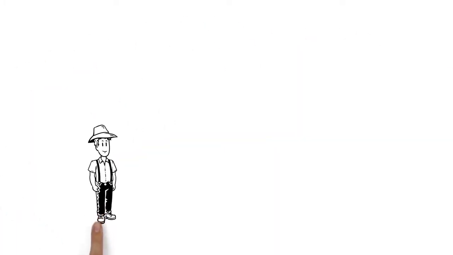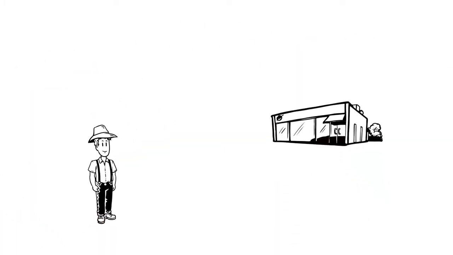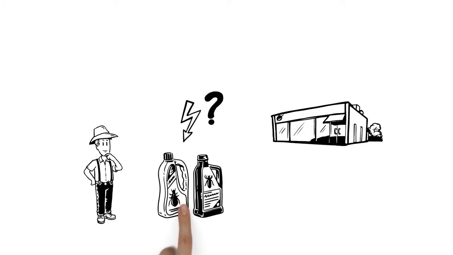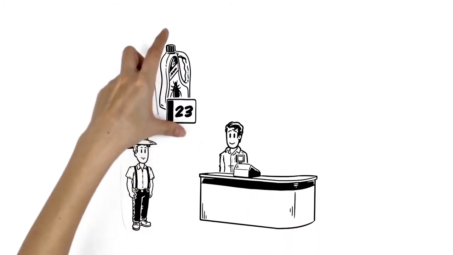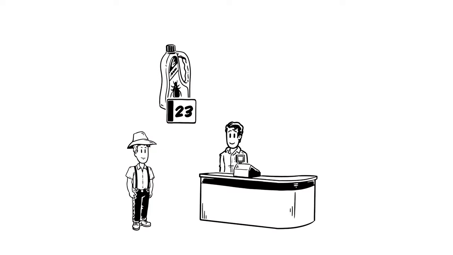With this information, Bruno visits his local retailer to buy the new insecticides. But he's immediately faced with a challenge. How does he find out what mode of action a product has? Retailer Zach explains that in many cases, insecticide products clearly display the mode of action employed, represented by a code.